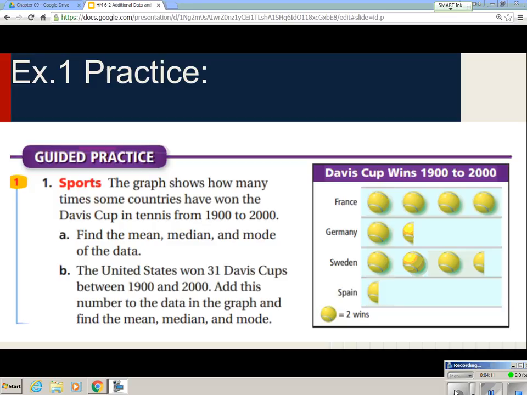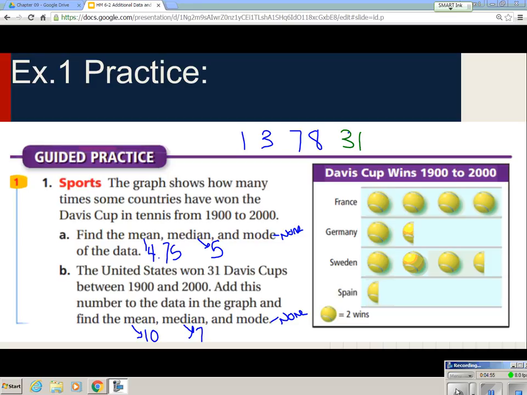All right, I want you to try a little bit of this on your own. The first thing you have here is this graph. Every time you see a whole tennis ball, that's 2 wins. As you can see, Germany has a half one, that would mean 1 win. Sweden would have a half one, that would be 1 win. Spain has a half one, that would be 1 win that you have to add to the rest. Go ahead and look at this graph that shows how many times countries have won the Davis Cup, the tennis tournament, or competition, from 1900 to 2000. I want you to find the mean, median, mode, and then part B is going to add in the United States. Then you have to figure out the mean, median, mode as well. So come back when you've got this all done.